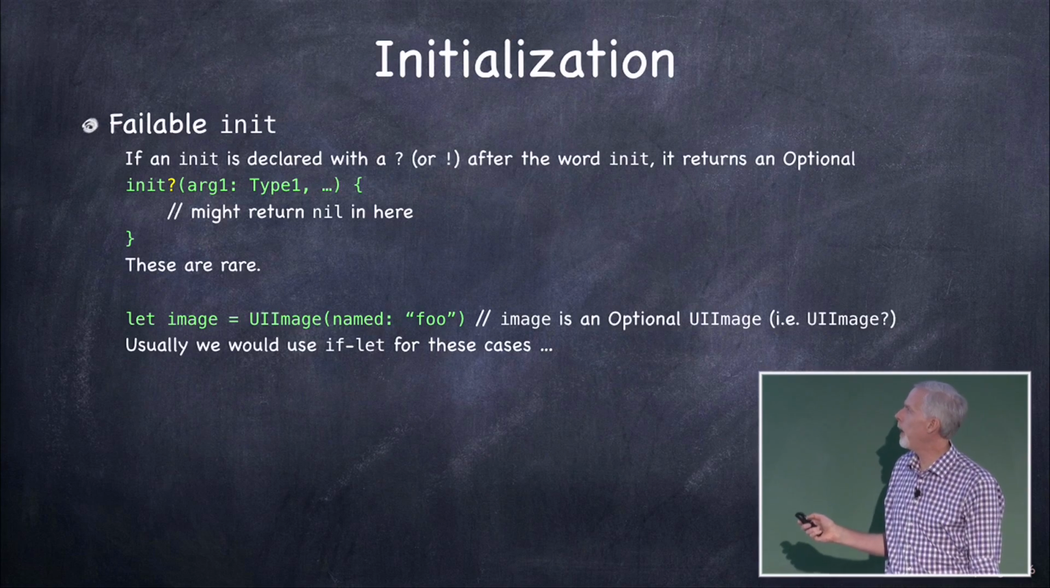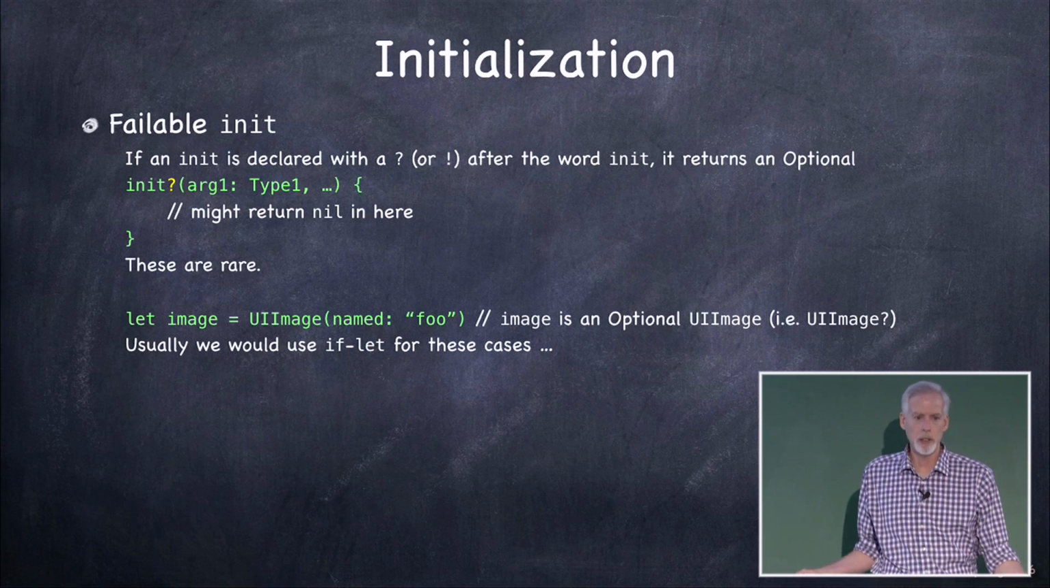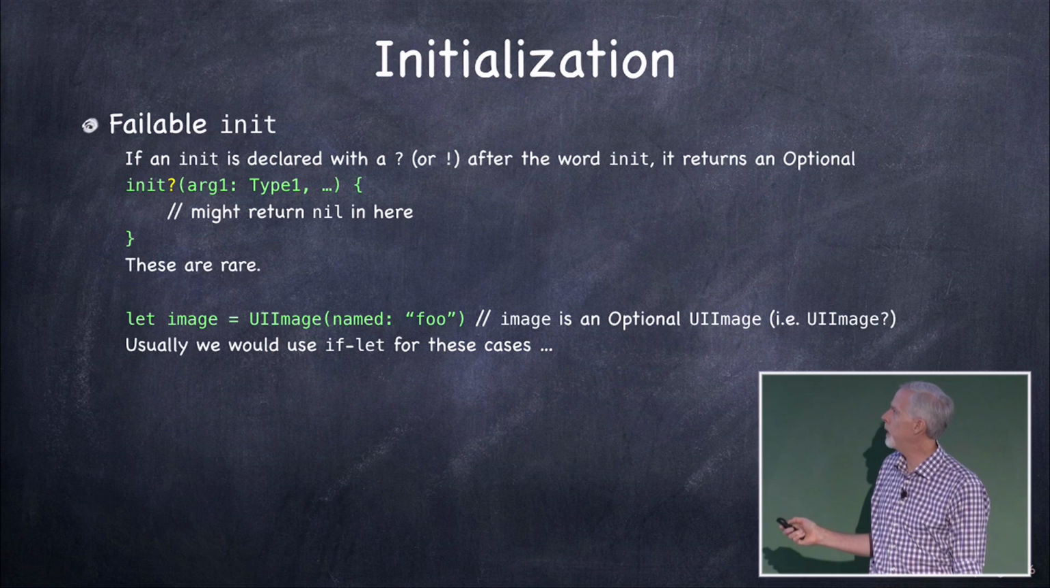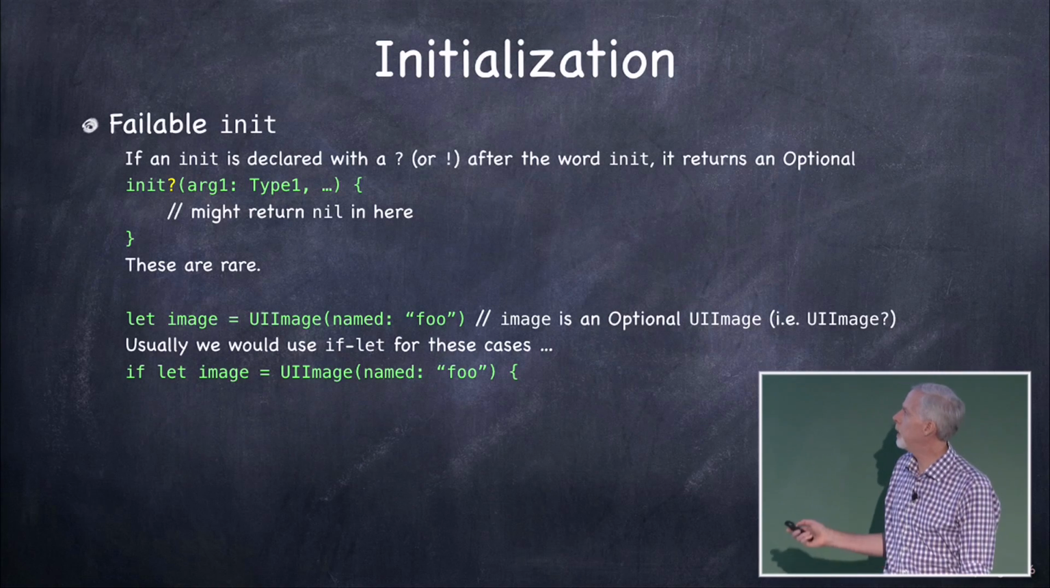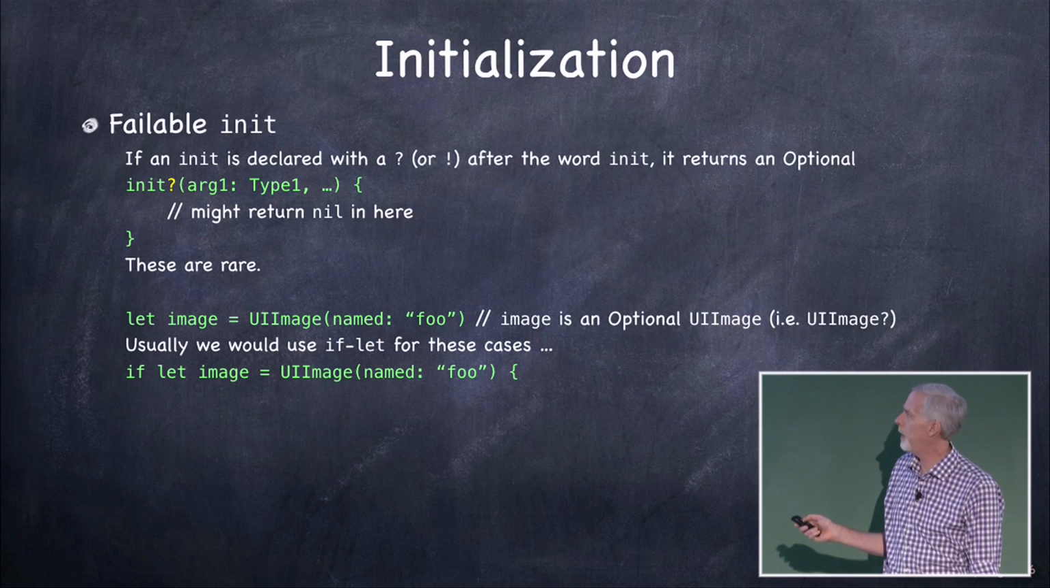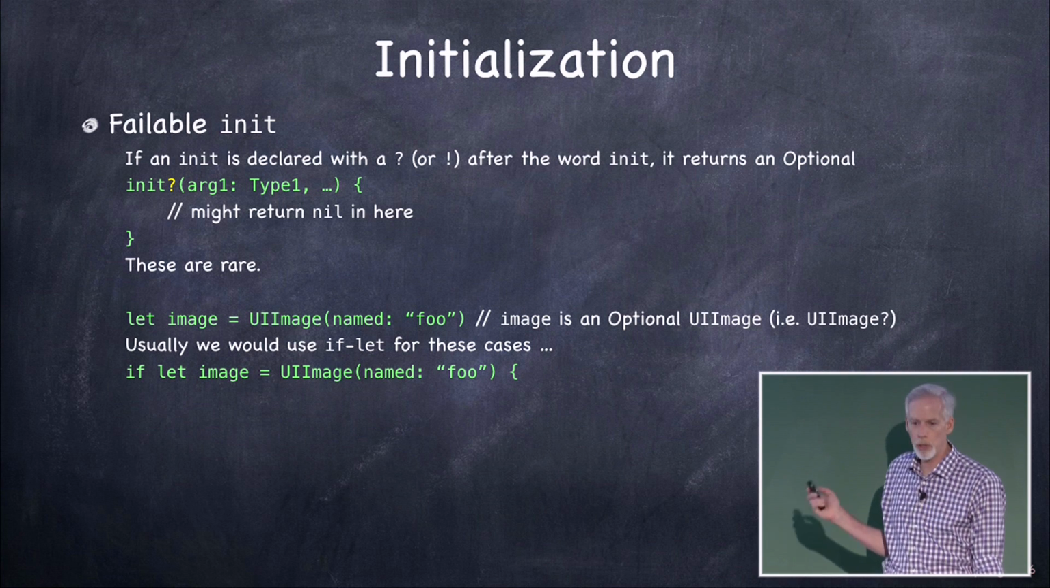Images, for example, UIImage(named:). If it can't find an image with this name, it returns nil. So that's why this image right here, let image, is an optional UIImage. And we probably use if let here: if we can let this image equal a UIImage named foo, then whatever.